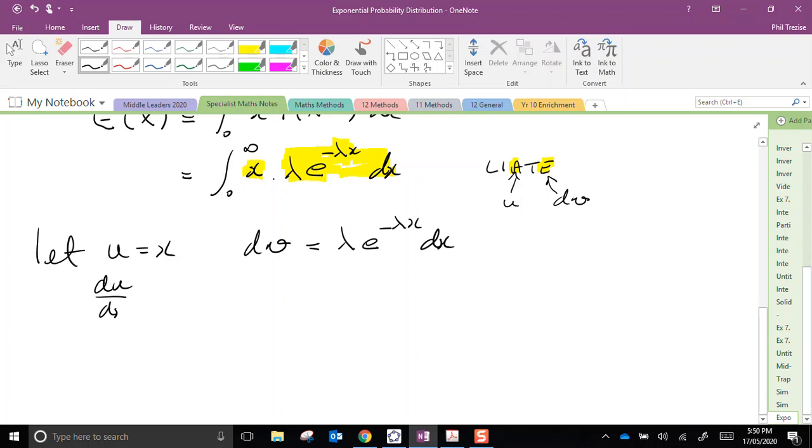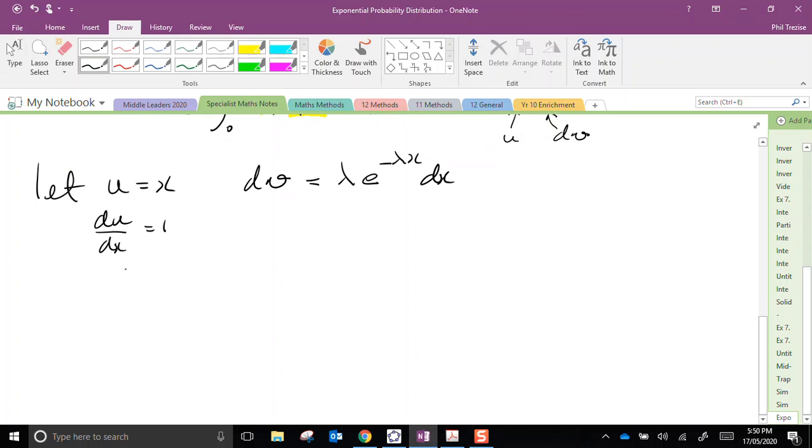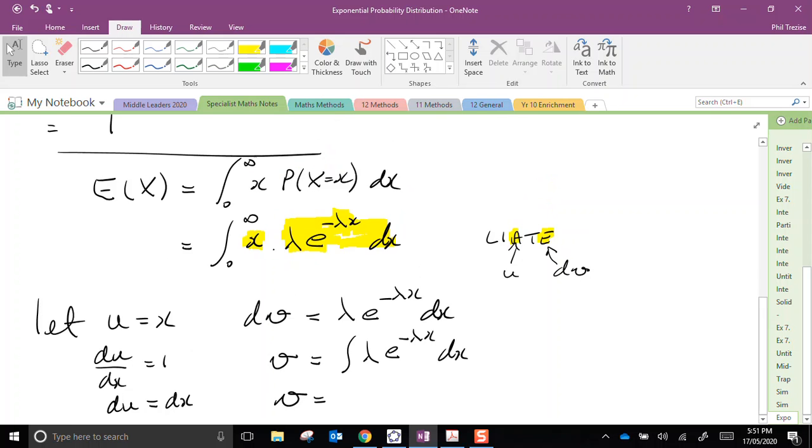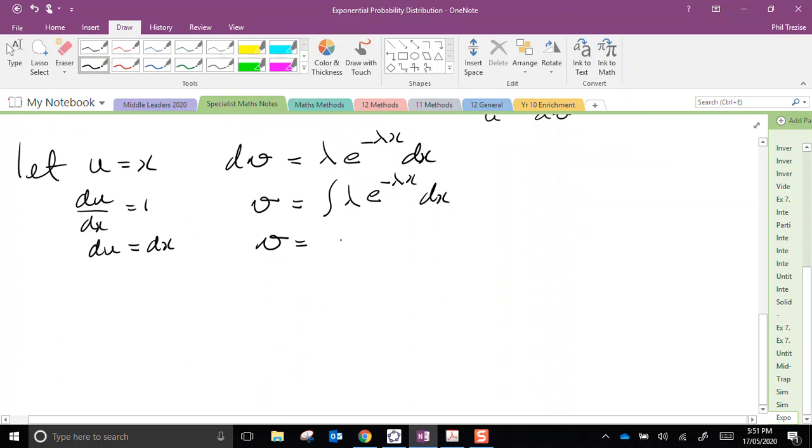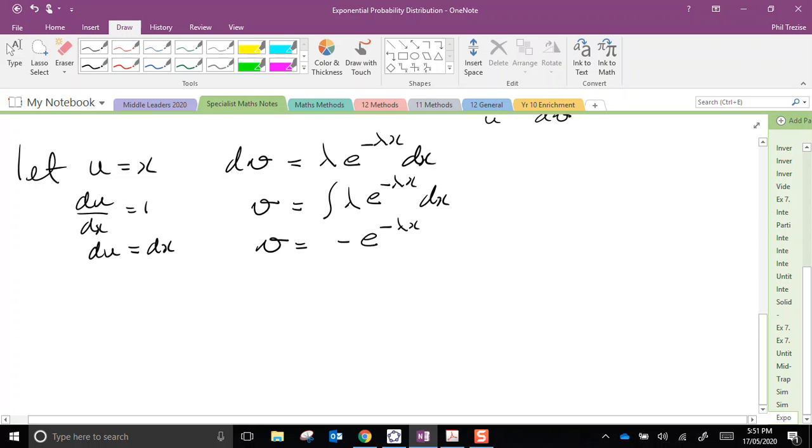du/dx would equal 1, so that's nice and straightforward. du equals dx. v would be the integral of lambda e to the negative lambda x dx. Oh, we did this one earlier, didn't we? What did it turn out to be when we did it up here? It turned out to be negative e to the negative lambda x. Let's just write that in. Negative e to the negative lambda x.